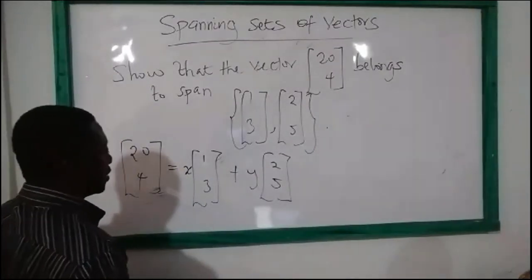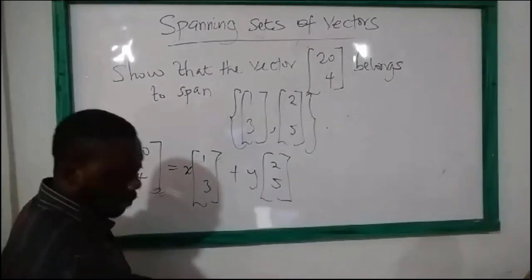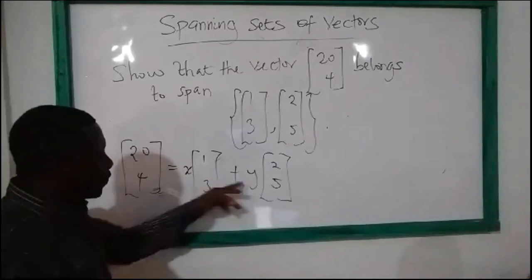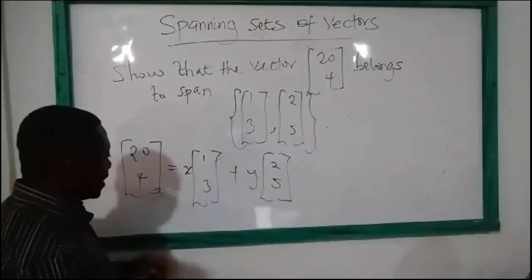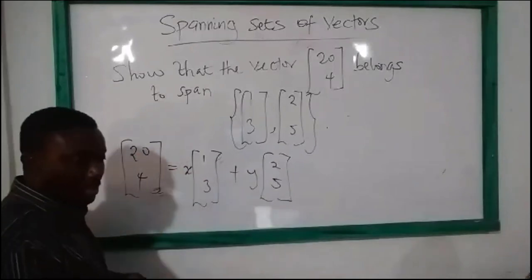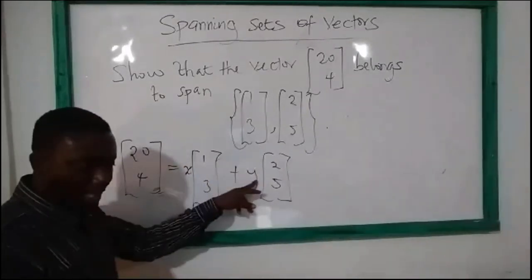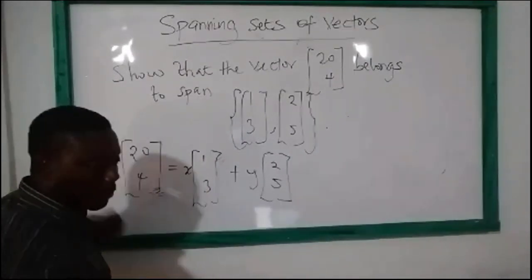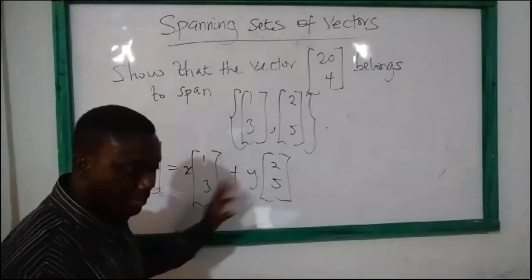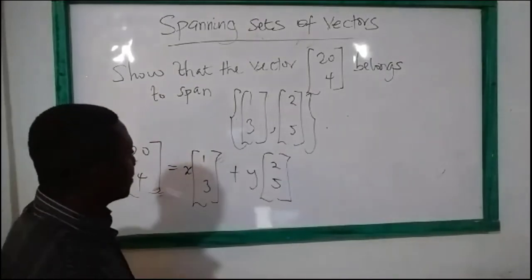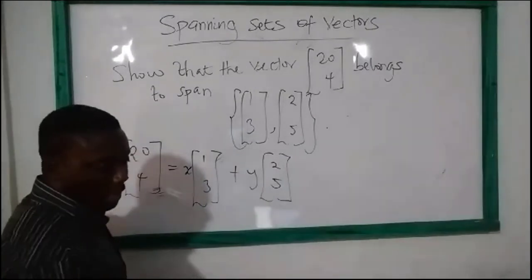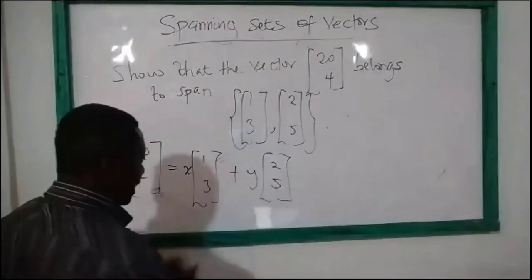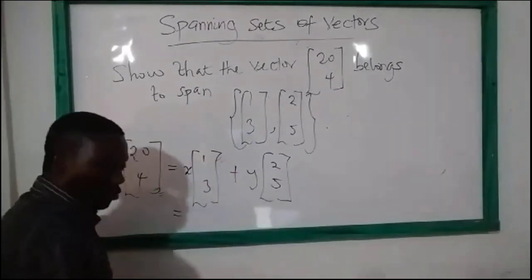From here, we are going to form our augmented matrix, a 2 by 2 augmented matrix, to find the unknowns. If you're able to find the unknowns, you replace them here and then add them. If you get this vector here, which is (2, 4), then it confirms that this set of vectors spans the vector (2, 4). So let's move ahead and solve.